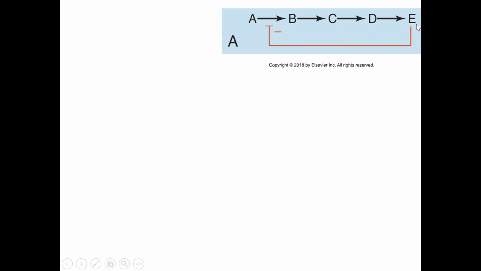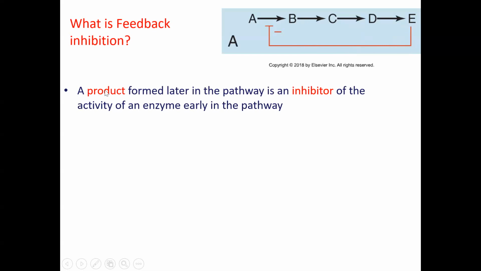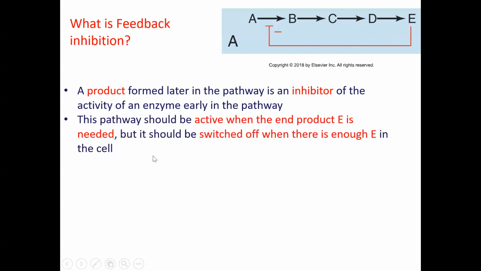And why feedback? Because this molecule, which is produced by this pathway, is the consequence of this pathway itself, and it acts as a regulator of an earlier reaction. So we call this feedback inhibition, and this is very common. Actually, most pathways inside the cell are regulated by feedback inhibition. And this is a type of allosteric regulation. So this is the definition of feedback inhibition: a product which is formed later in the pathway acts as an inhibitor of an earlier reaction.